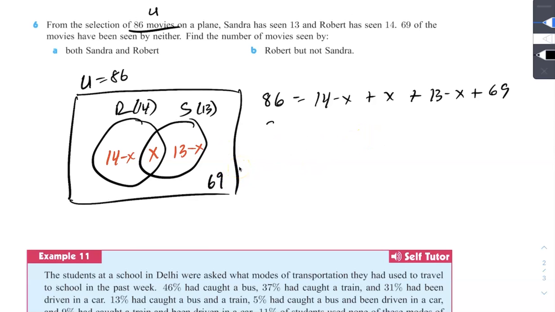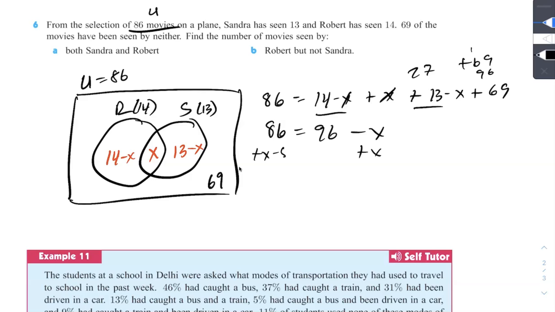And then you just do some math. 86 equals, these always cancel out. 14 plus 13 is 27. 27 plus 69, what's that? 96. Minus x. We're going to get 10 again. So x equals 10 once again. So 10 movies seen by both Robert and Sandra. So they've seen 10 movies together. So that's my intersection here.